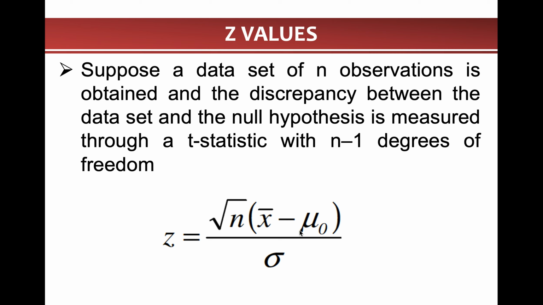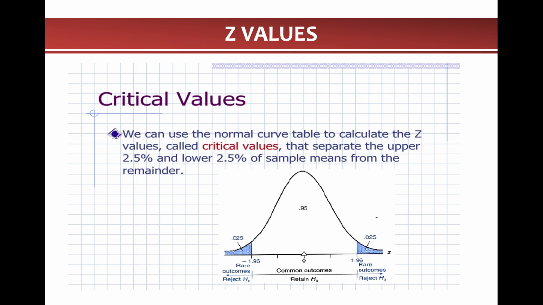So you have to really know how to put it according to the values that are given. So critical value, what is critical value? We can use the normal curve table to calculate the z-values called critical values that separate the upper 2.5% and lower 2.5% of sample means from the remainder, which was indicated at this point, for example.